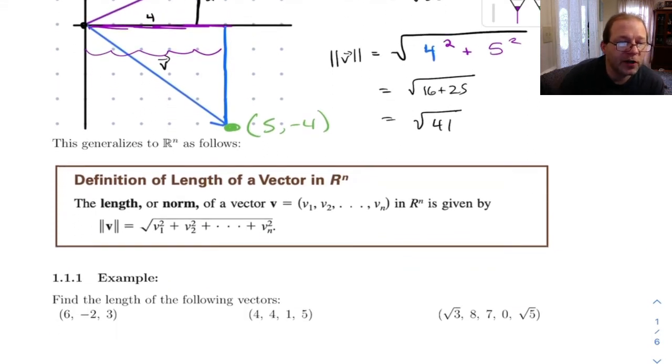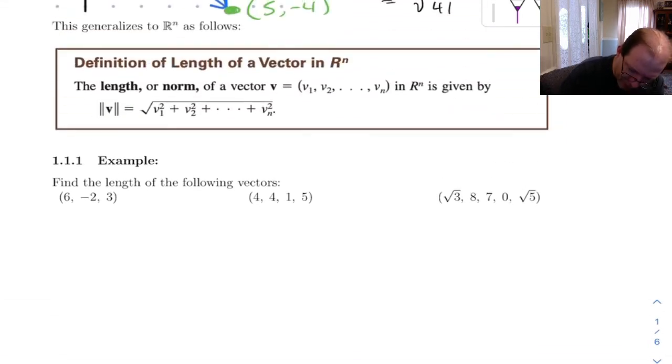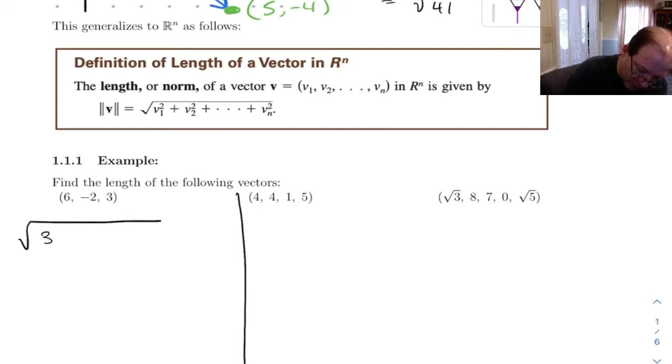The length of a vector in Rn, it's also called the norm, is this. You just square all of them, add them up, take the square root. So let's do a couple of examples here. Actually, we'll do 3 examples. So for this one, the length of this vector is going to be the square root of 6 squared plus 2 squared plus 3 squared. So that's the square root of 49. So that's 7.